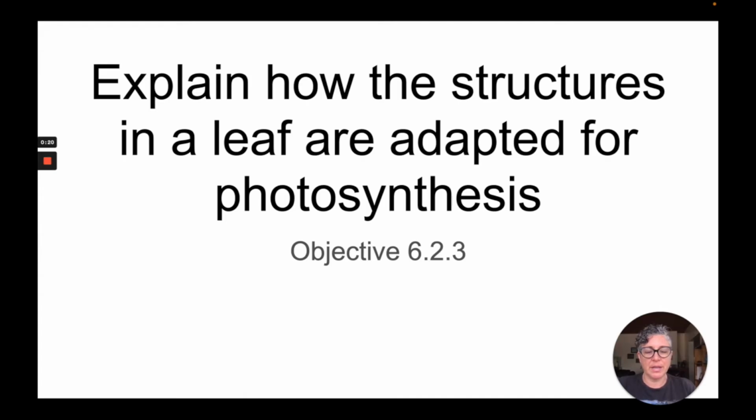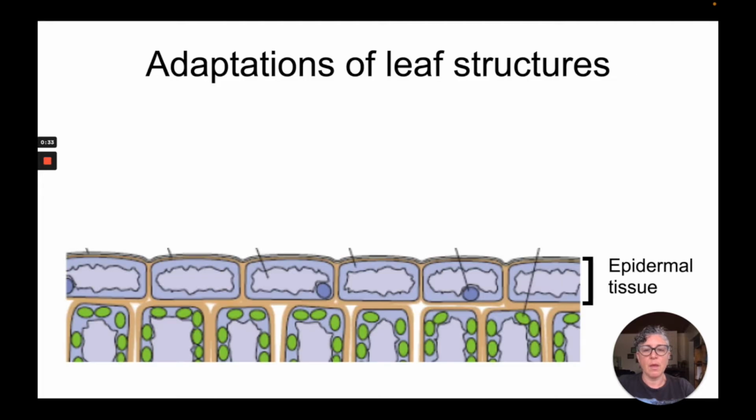This video covers the IGCSE Biology Objective 6.2.3 on the 2025 CAIE syllabus to explain how the structures in a leaf are adapted for photosynthesis. So let's look at these adaptations.